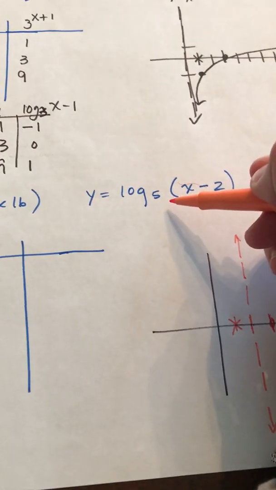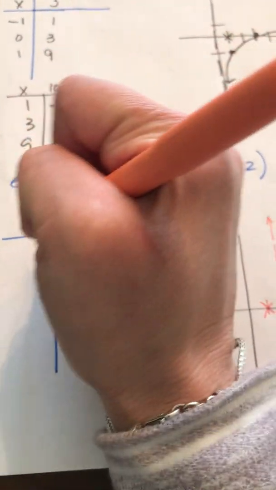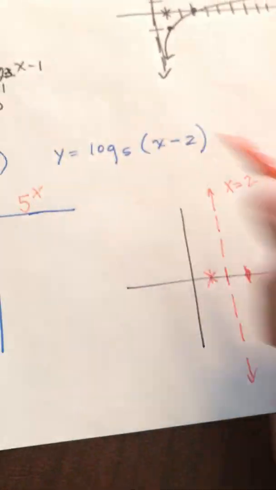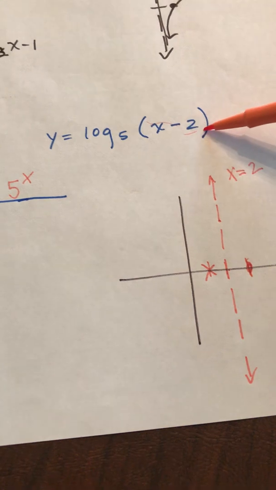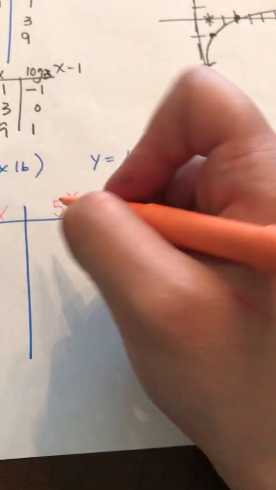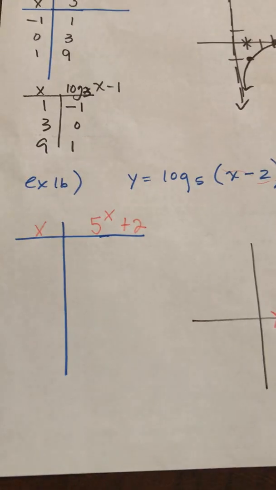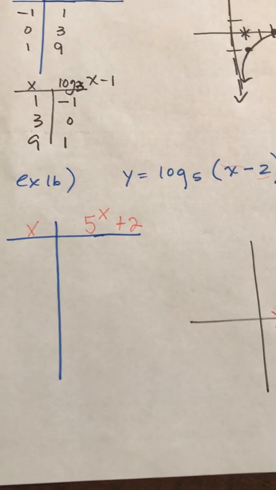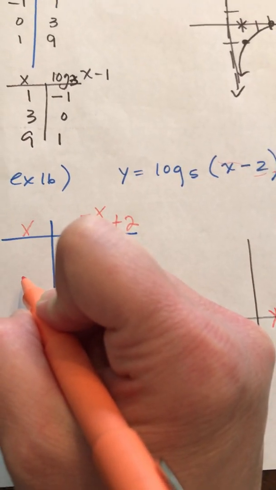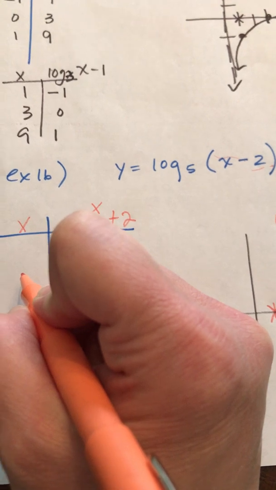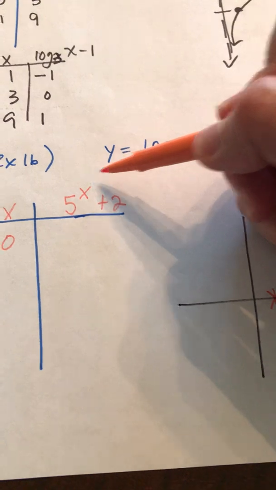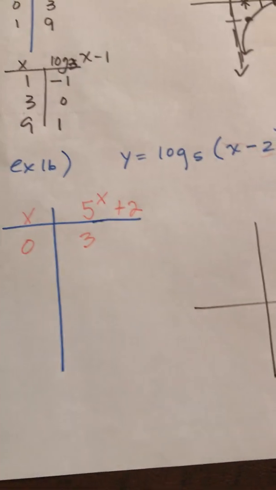So this is a log with a base of 5. If I wanted to find a table for this, I might do an exponential with a base of 5. But instead of having an h value that's -2, it'd be a k value of +2. So again, opposite, like that. And now I'm just going to find some points. I started with 0. I think that's probably the easiest. So 5 to the 0 power is 1. 1 plus 2 is 3.